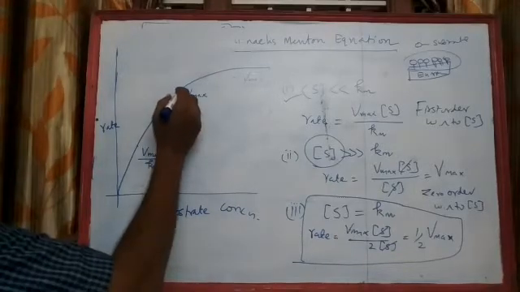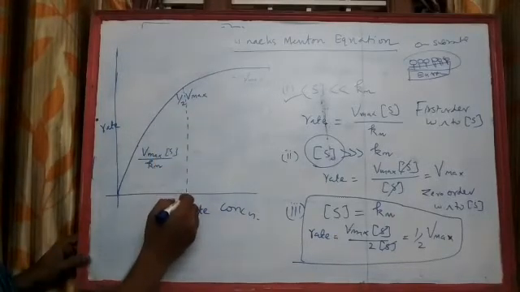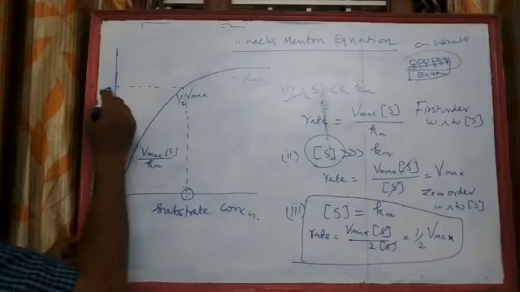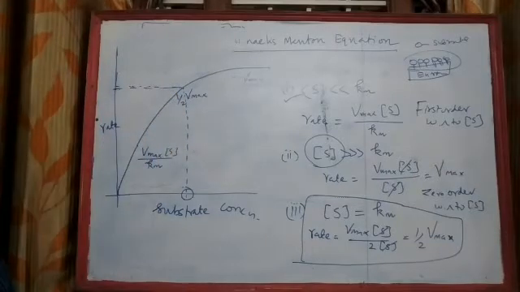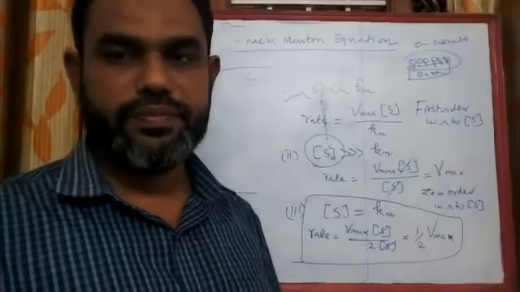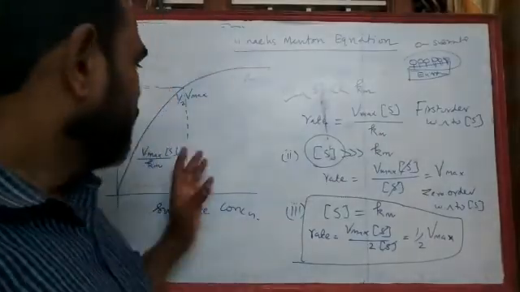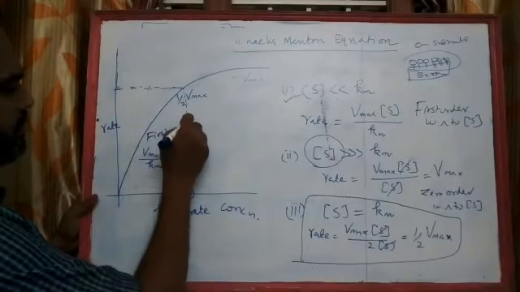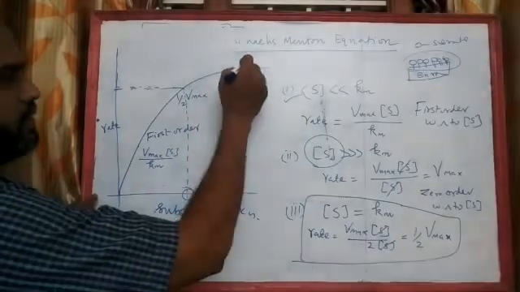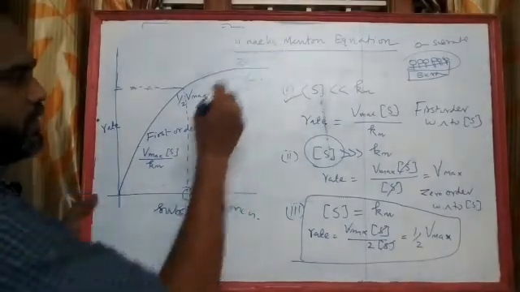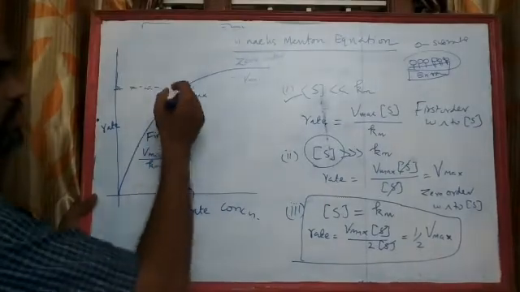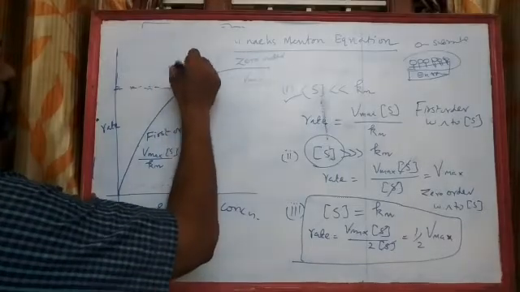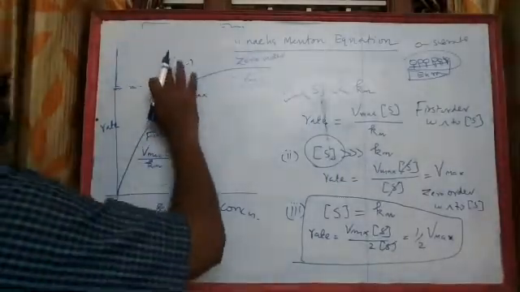Okay. So this is the substrate concentration at which the reaction proceeds at its half maximum velocity. Again, from the graph, the reaction is first order with respect to substrate at low concentration, and it is zero order with respect to substrate at high concentration. In between, it is fractional order, between 0 and 1.